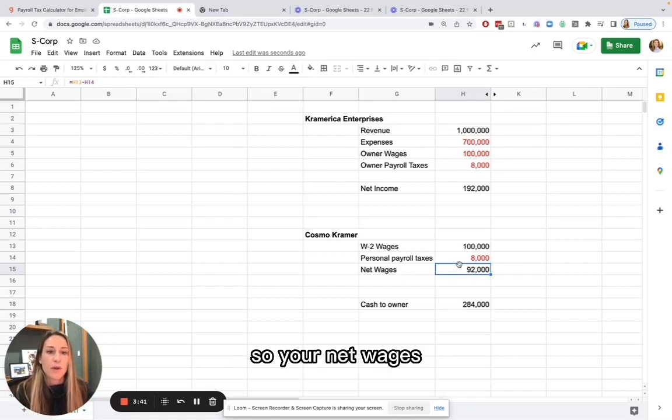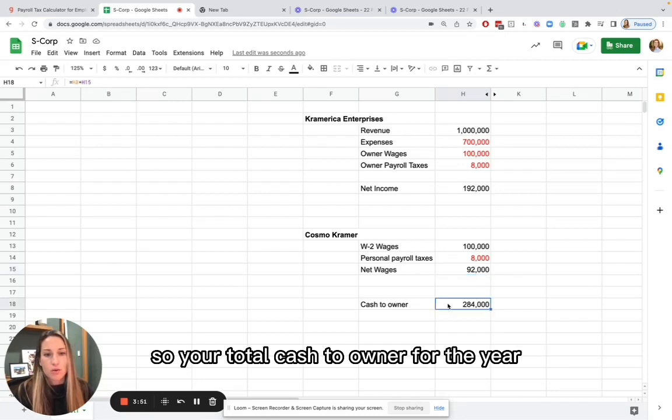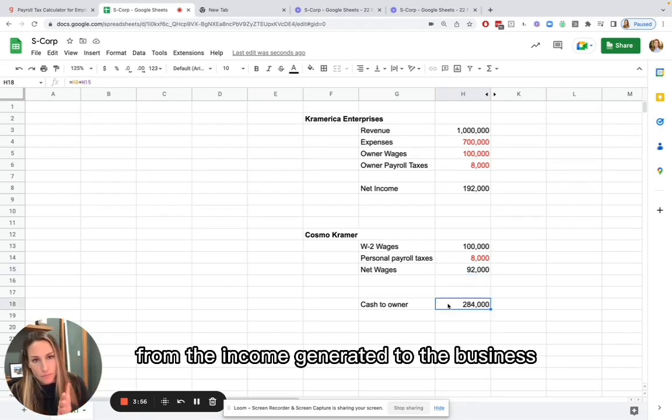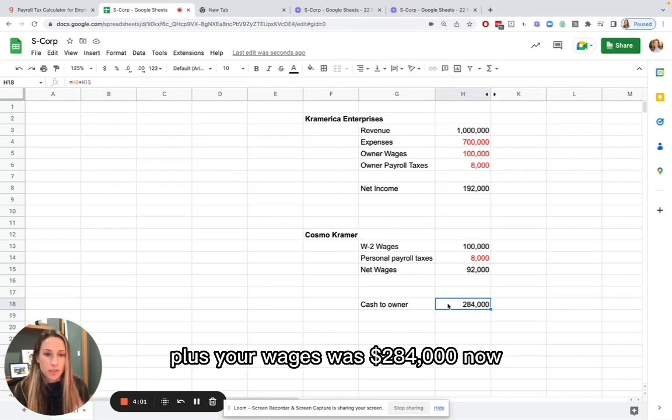So your net wages, your net cash through your every 2 week payments that you get through your W-2 wages, is $92,000. So your total cash to owner for the year, from the net income generated from the business plus your wages, was $284,000.